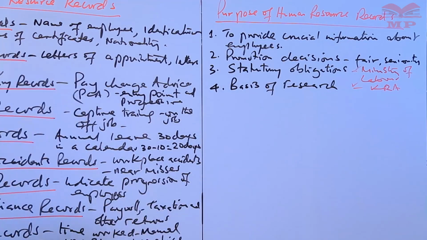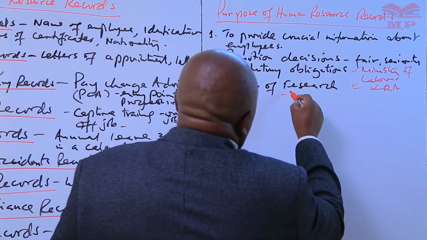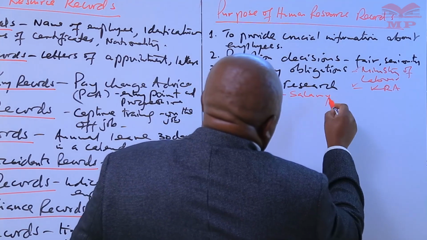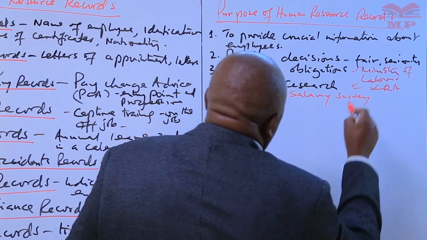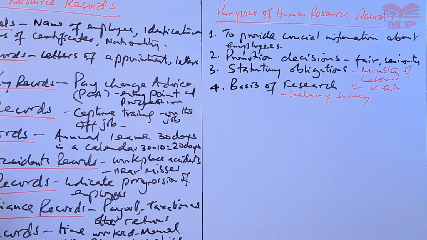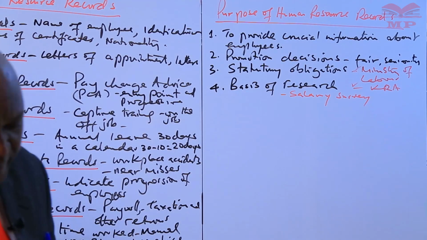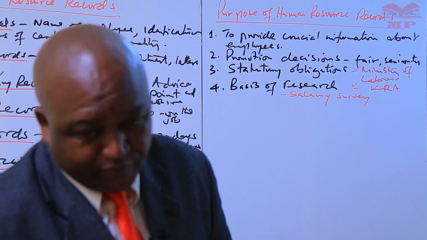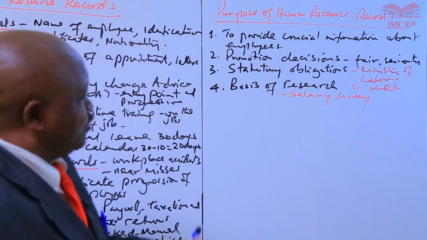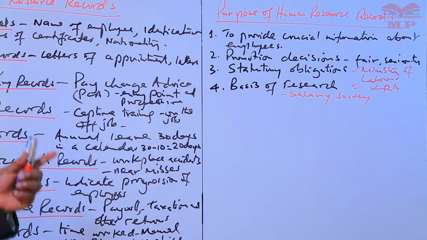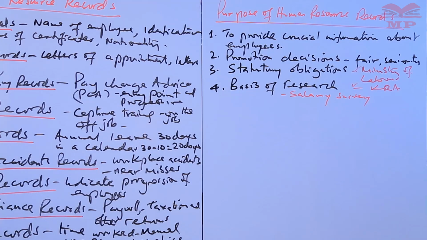Let us take an example. An organization wants to conduct, for example, something to do with a salary survey. So this salary survey can now be based on the documents that have been kept in the human resource department to be able to at least find out, for example, for a given period of stretch of time, what were the salary ranges, what were the salary rates, and so on. So as a basis of research, that one can also be useful.